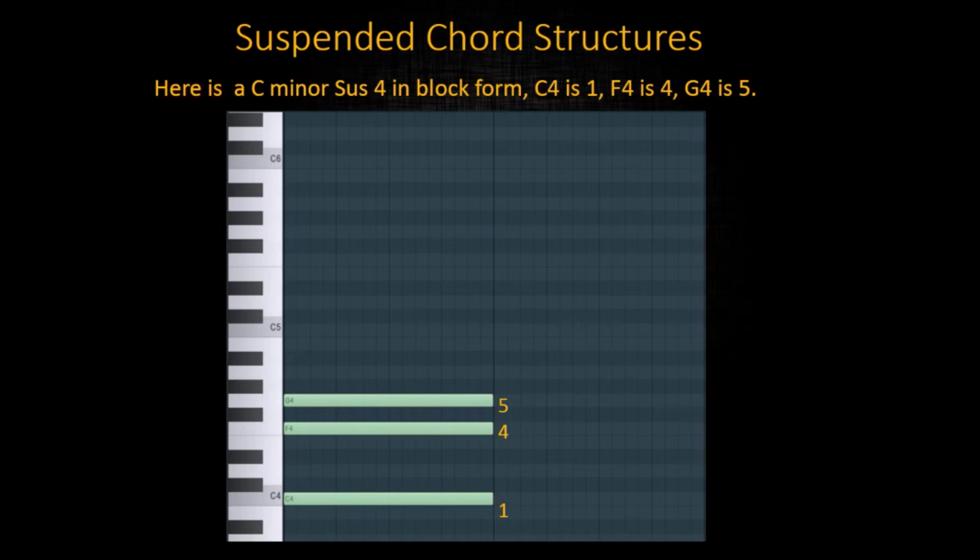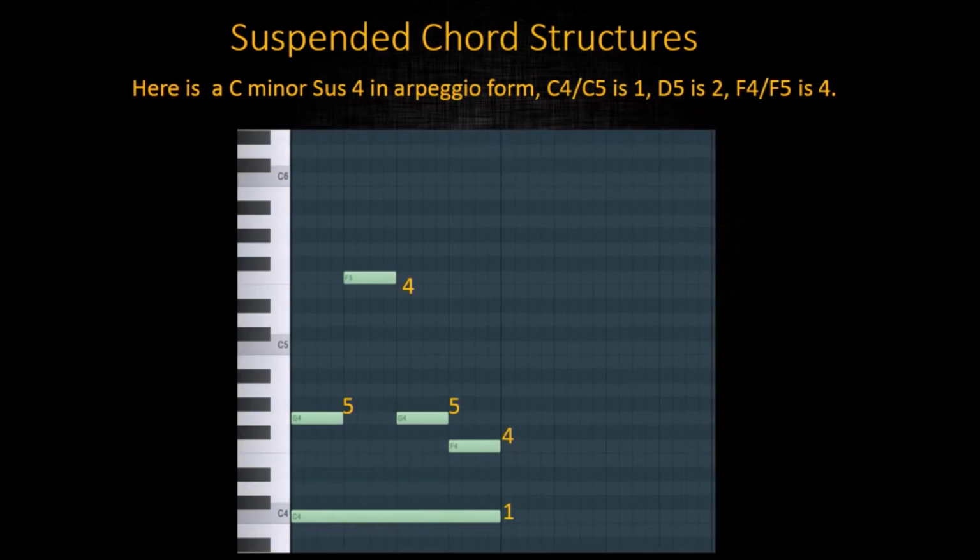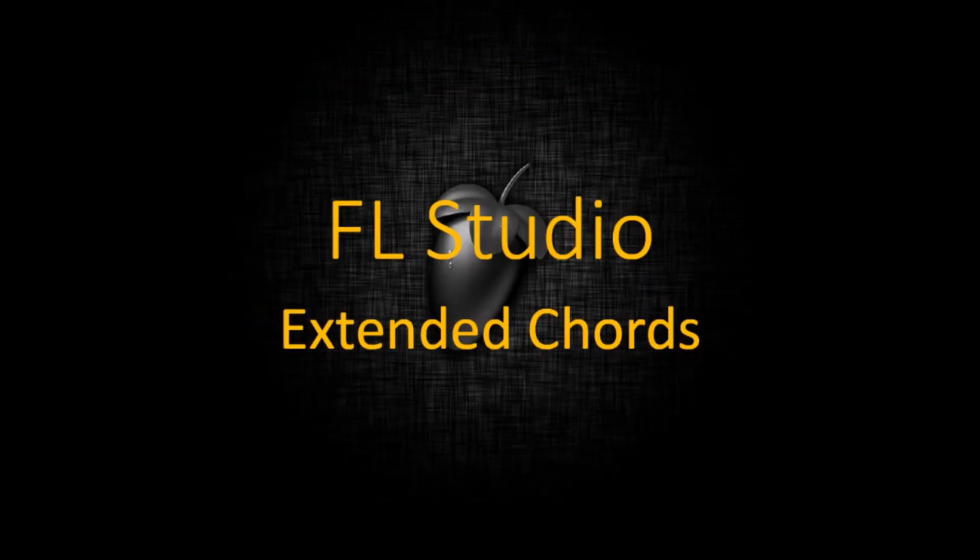C is always taking the root position, and 4, in this case, is taking the suspended position, or replacing the median position. And this is the arpeggio form of the sus4. Very interesting sound. We'll go into it when we get to our FL project. Now we have our extended chords.